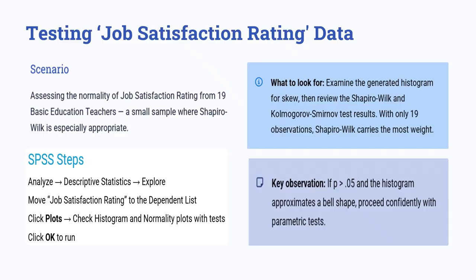Once the output appears, examine the histogram for any skewness and review the Shapiro-Wilk and Kolmogorov-Smirnov test results. With only 19 observations, focus primarily on the Shapiro-Wilk value. If your p-value is greater than 0.05 and the histogram looks roughly bell-shaped, you can confidently proceed with parametric tests. This means your data meets the normality assumption, and your analysis will yield valid, reliable results.